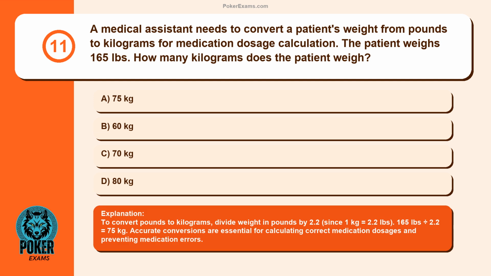To convert pounds to kilograms, divide weight in pounds by 2.2, since 1 kilogram equals 2.2 pounds. 165 pounds divided by 2.2 is equal to 75 kg. Accurate conversions are essential for calculating correct medication dosages and preventing medication errors.